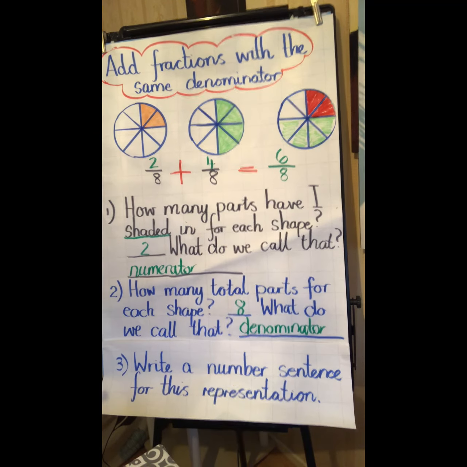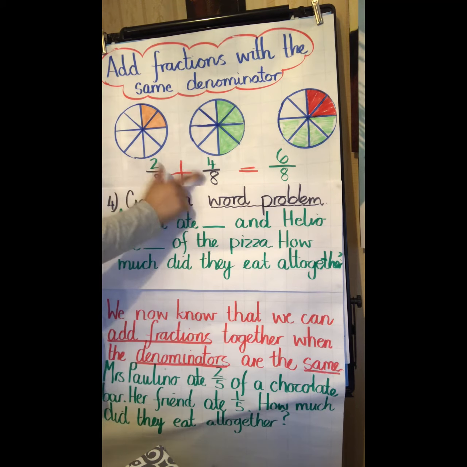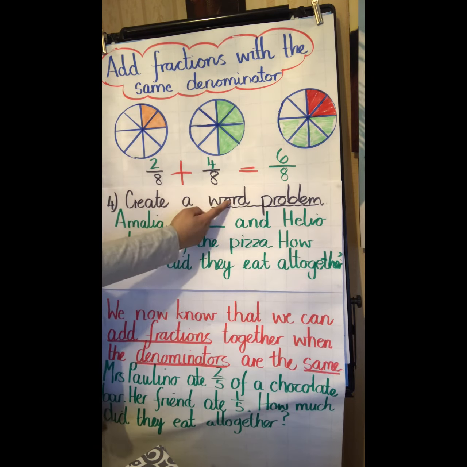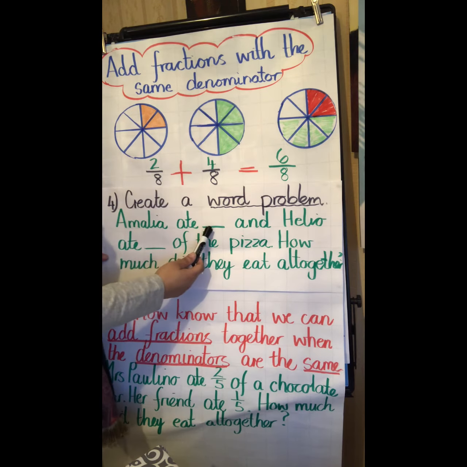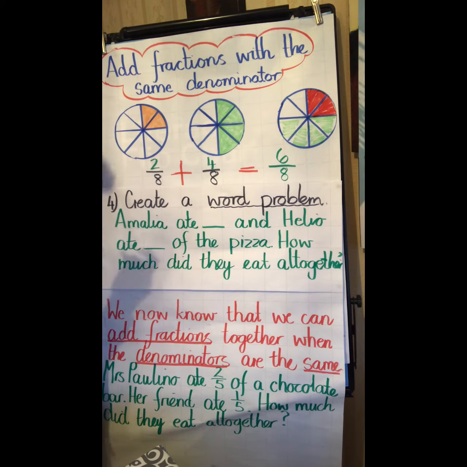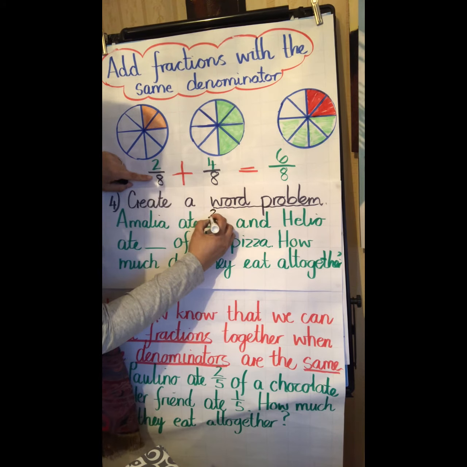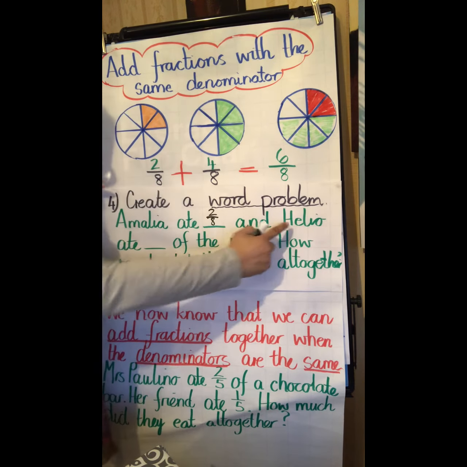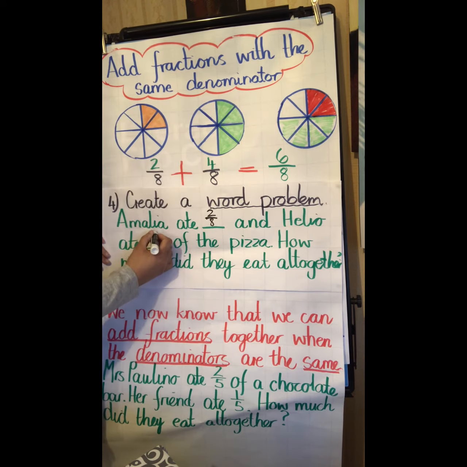Right, using this representation and using this number sentence, let's create a word problem. So Amalia ate how much? How much did Amalia eat? What fraction did Amalia eat? She ate 2/8 of the pizza. 2/8. And Elio ate, how much did Elio eat? 4/8 of the pizza.